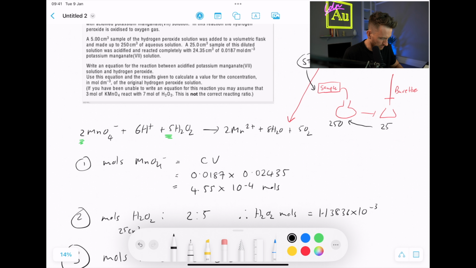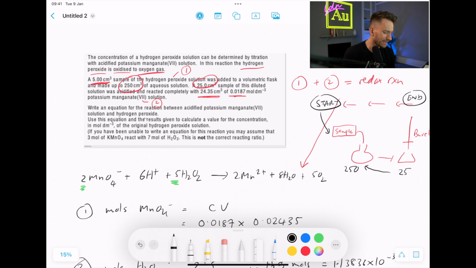Right, now let's revisit the beginning part of the question. It says a 5 centimeter cubed sample of the hydrogen peroxide was added to a volumetric flask made up to 250. We've got the moles because if I just add like a little test tube there, so that's the original peroxide. So that is your sample. So that's that bit. And all that's happened at the beginning is that is dumped into this volumetric flask and distilled water is added in on top. So the moles hasn't changed.